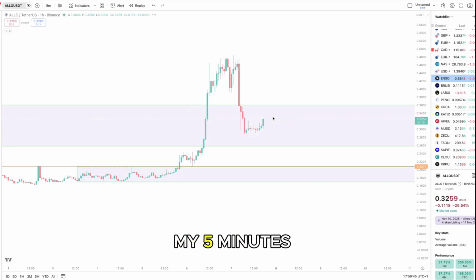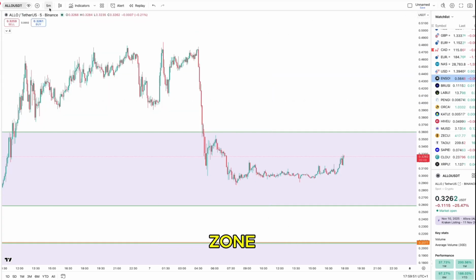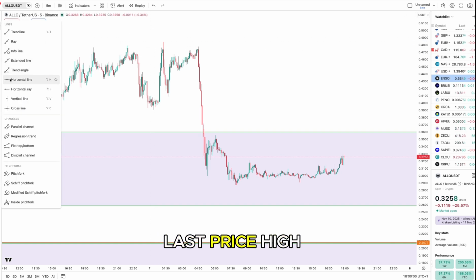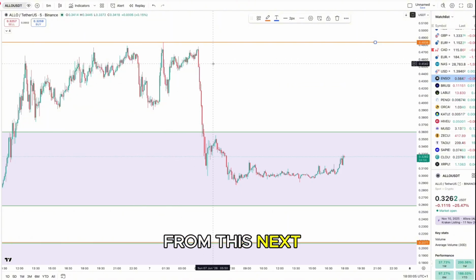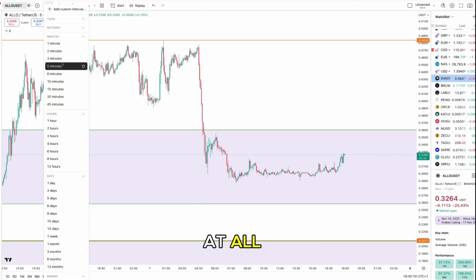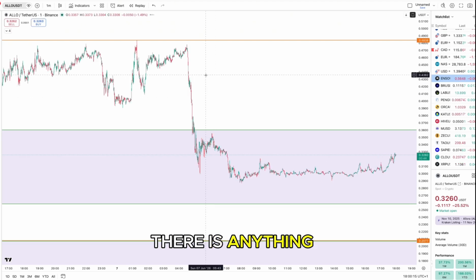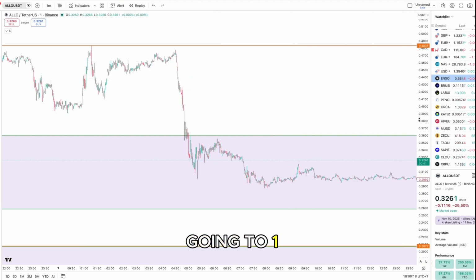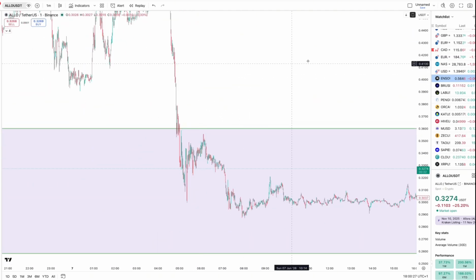So I can go over to my 5 minutes to see if I have any clear chart pattern that formed at that zone. Still not clear, because this is the last price high. This is the area of your last price high, so your chart pattern should start forming right from this next swing. But this is a straight drop. It didn't give any chart pattern at all. Let me just risk going to 1 minute to see if there is anything sensible there. Price just dropped straight. None of my chart patterns actually worked.